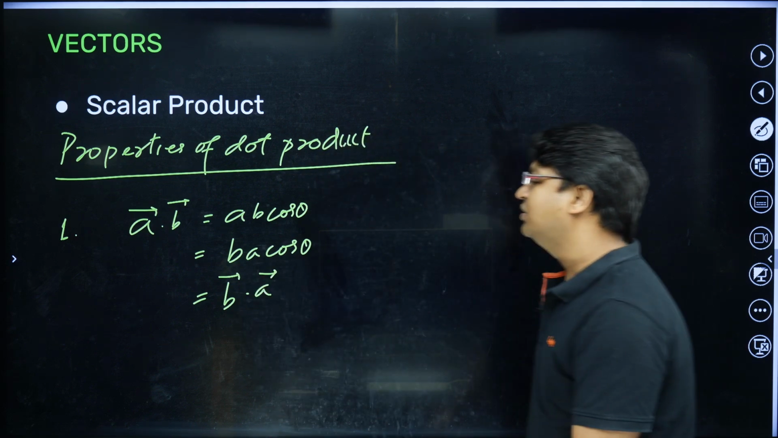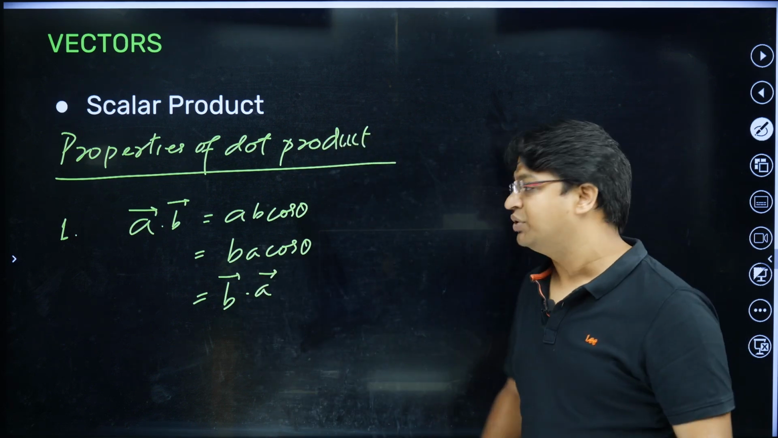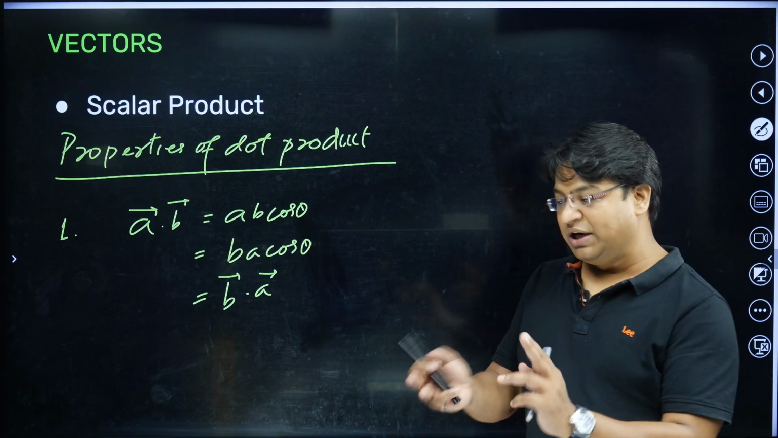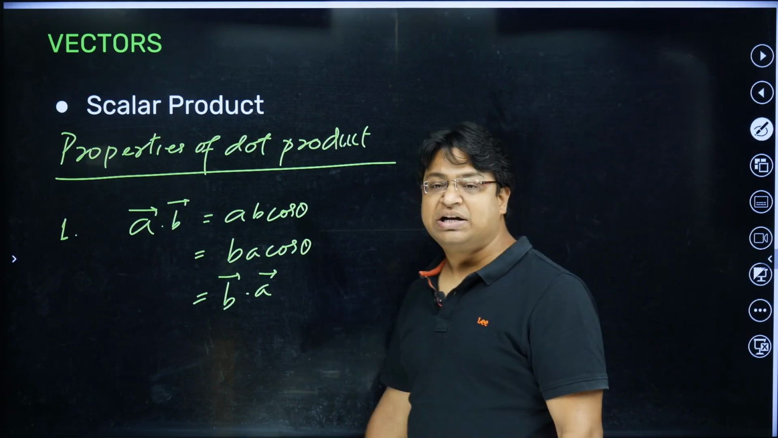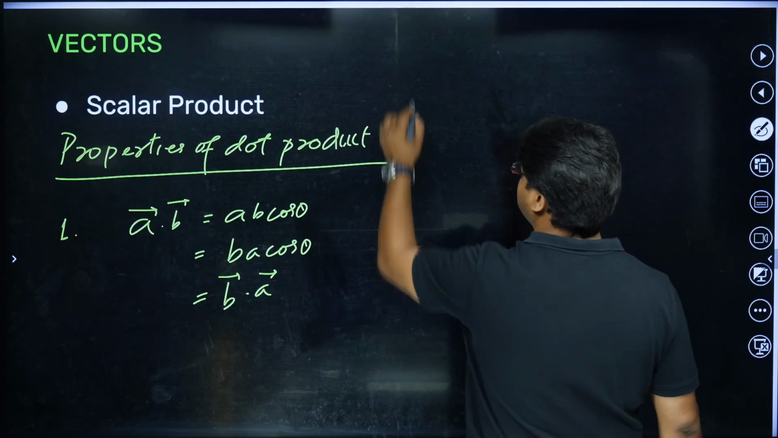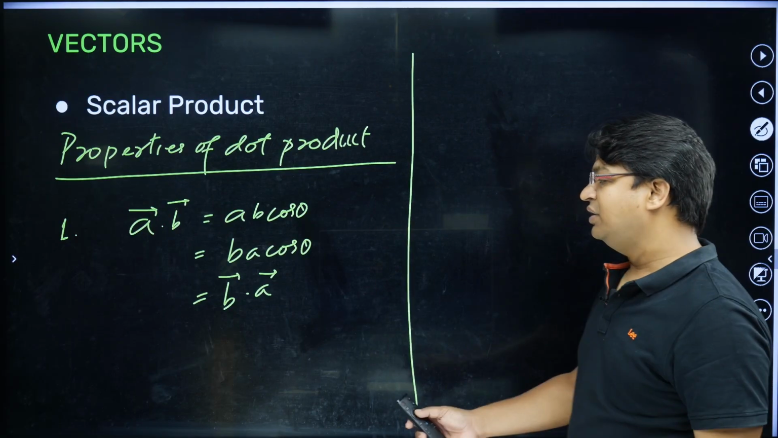So we know that the scalar product is commutative. That means you can interchange the places of A and B, and yet the result will remain the same. So that is one thing that you have to keep in mind, everyone.